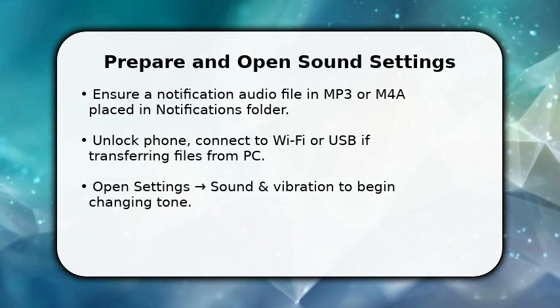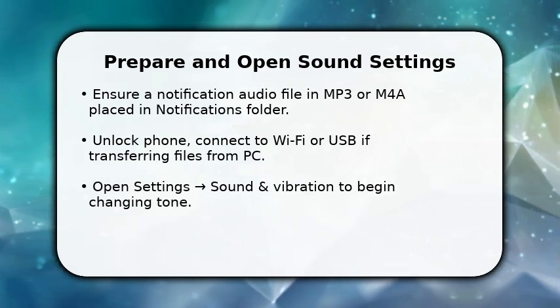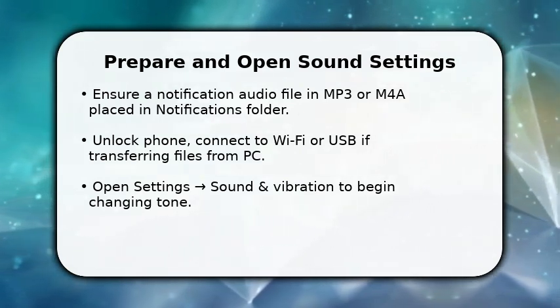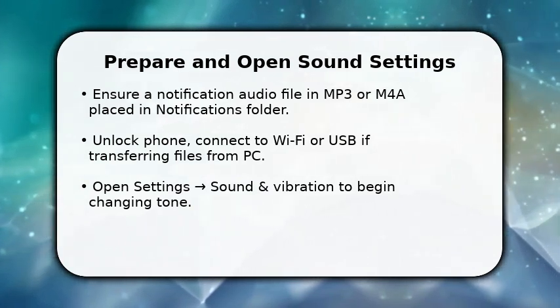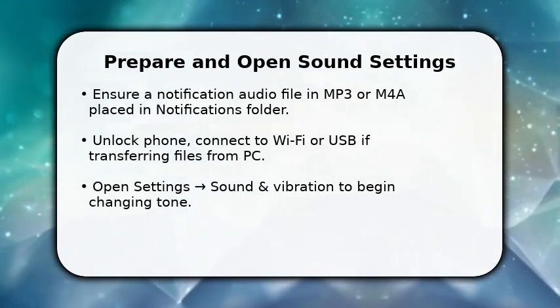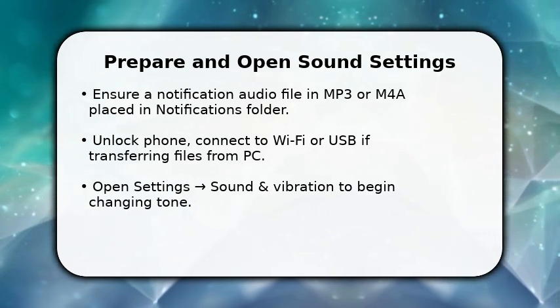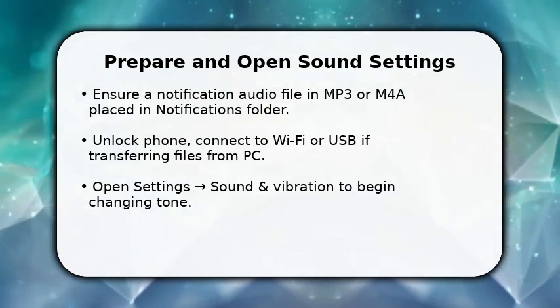Now unlock the phone and go straight to settings. Once in settings, tap sound and vibration. This is the entry point. You don't need extra apps. The OS reads the notifications folder directly, so transfer files first if needed and then proceed to the tone picker.